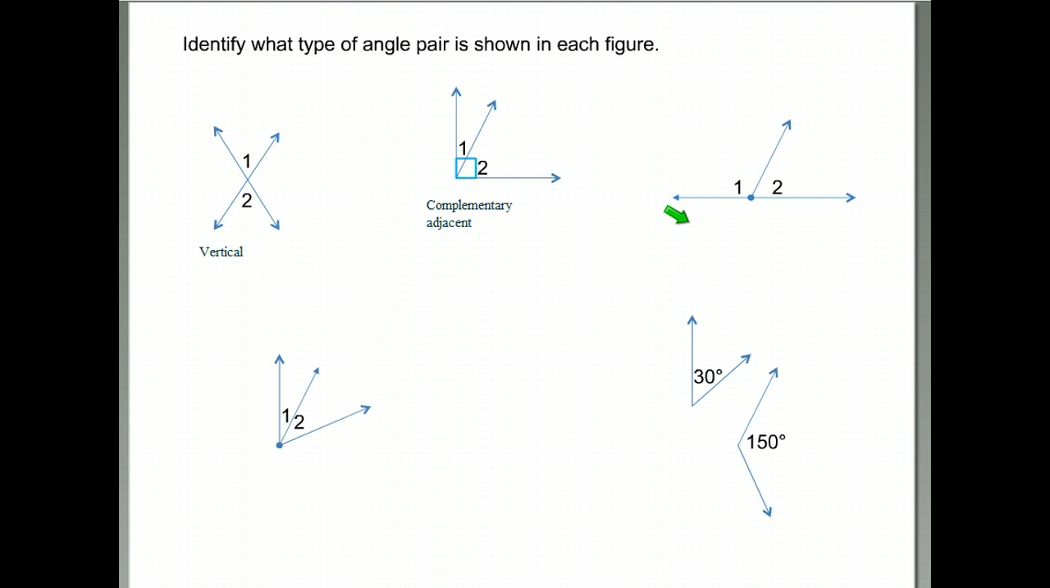Any ideas? Adjacent. Yes, they are. They are touching one another. They share, or if we use the technical definition, they share a common vertex and a common side. They share this vertex in the middle. They share that vertex and this side. So yes, they're all three things. They are a linear pair, they are supplementary, and they are adjacent. Hey, what about this pair down here? What type of angle pair?